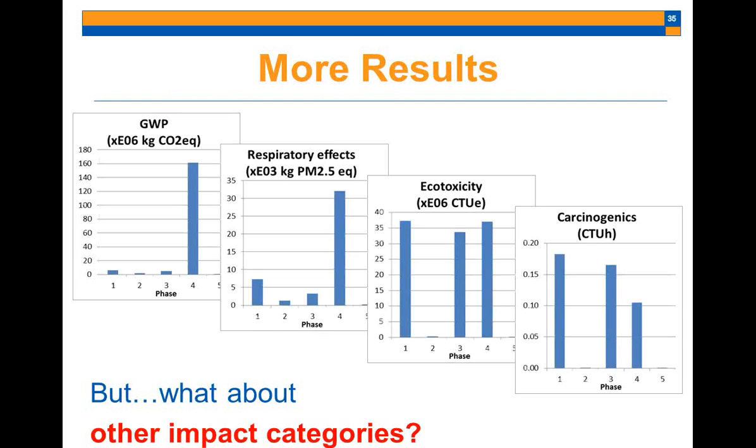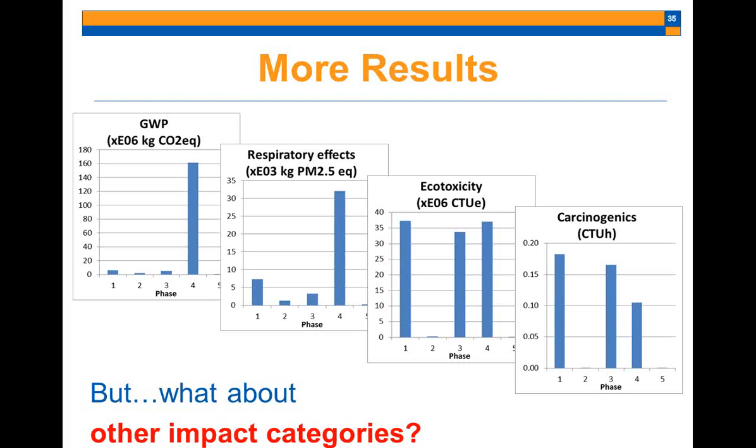So if we look at some other impacts, this is greenhouse gases, global warming potential, and we can definitely see the use phase, which is phase number 4, has the highest impact. But if we look at something like respiratory effects, which particulate matter will contribute quite a lot to, then the materials and construction phases are starting to show a little bit more as compared to the use phase. And then we have ecotoxicity, where the phases are a lot more equal, and finally carcinogenics, where actually the materials phases and maintenance phases are quite a bit higher.